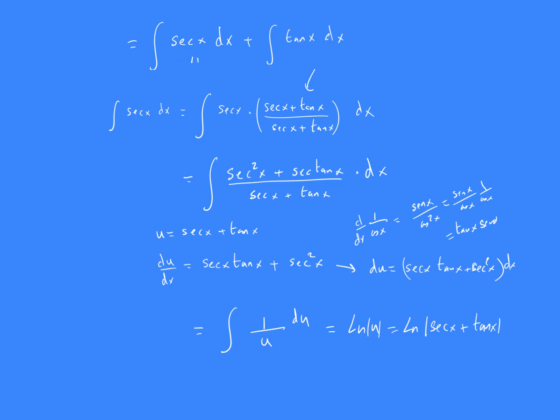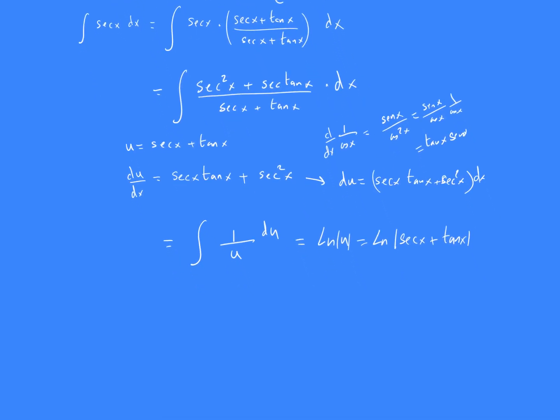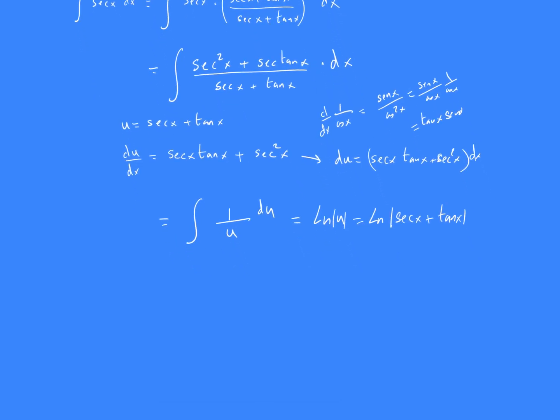And now we have to find the integral of tan x. Now, the integral of tan x is easier than that of secant x. The integral of tan x dx is the integral of sine of x divided by cosine of x dx. So what I see is the function in the denominator, cosine of x, and the derivative of the function in the numerator with the minus sign.